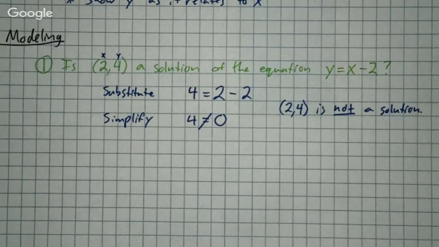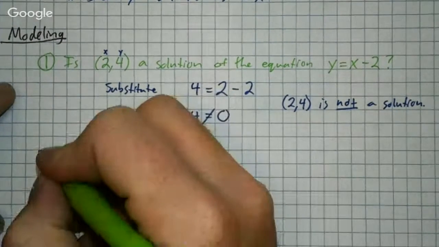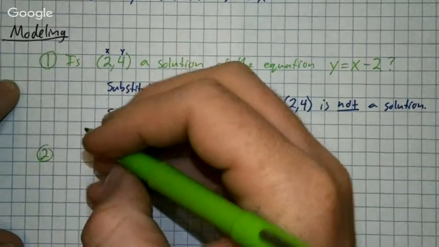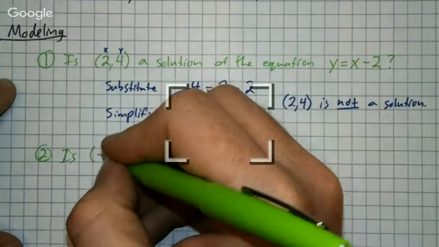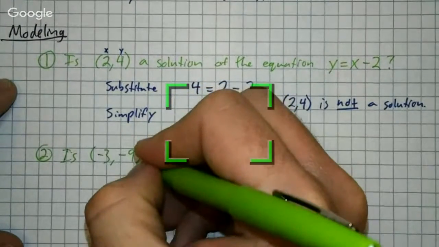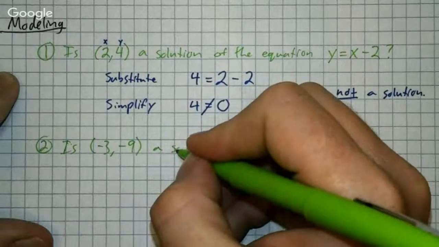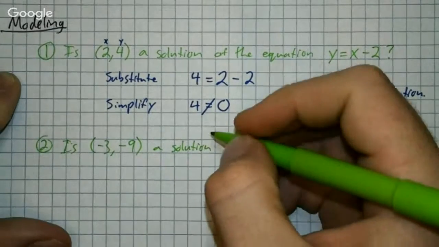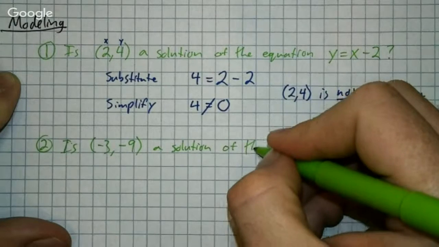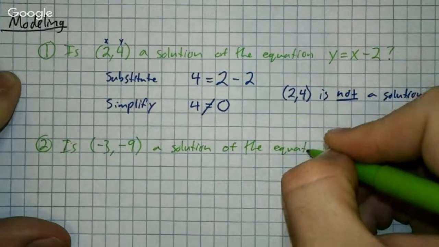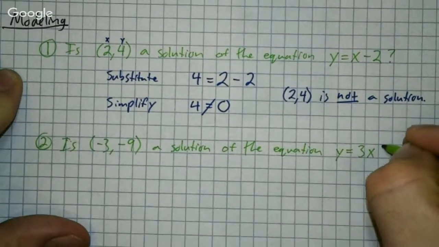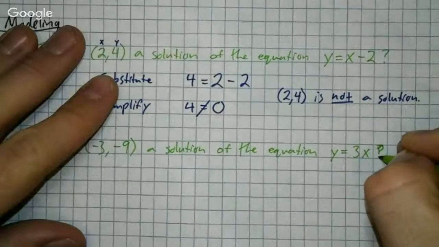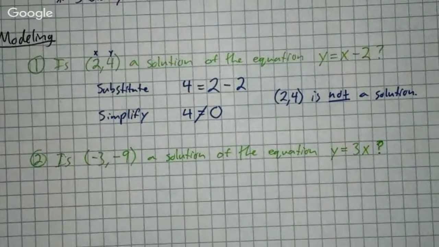All right, our next one is going to be very similar, and it says, is, now we're going to go into negative here, -3, -9, a solution of the equation y equals 3x. Is that a solution? Well, we're going to do the same steps.